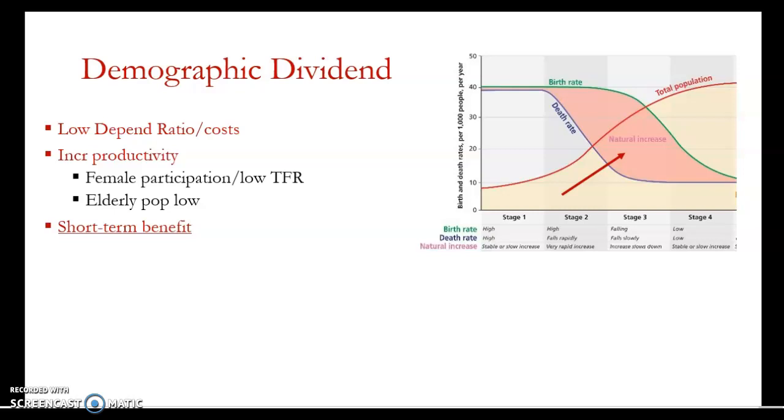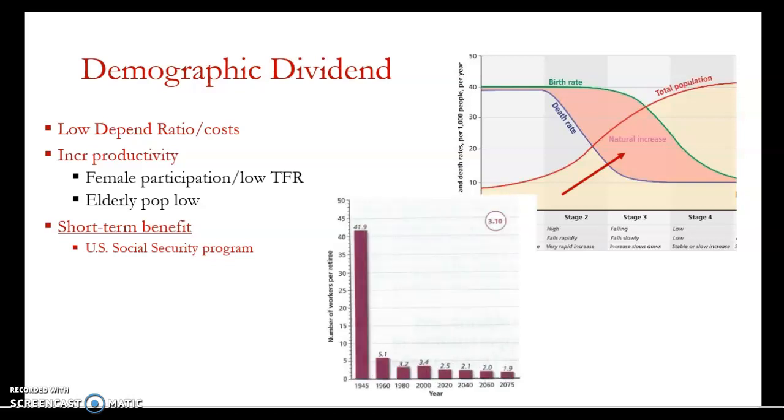We saw the United States go through this in the mid-1900s. In the post-World War II era, a few Western European countries and the United States experienced this dividend. The United States Social Security program was put together during this dividend. And you'll see in this chart, in 1945, we had 42 people paying into Social Security for every one recipient.